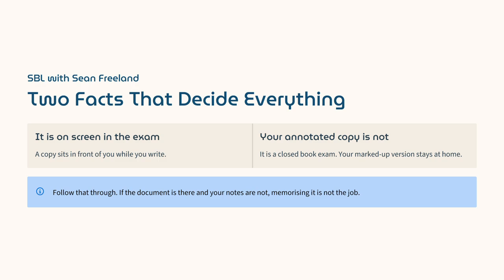There are two facts that decide everything, two things about the pre-seen that should change how you prepare for it. The first is that it's on screen, it's in the exam, you've got the document there while you're answering. The second is that your annotated copy is not. So all those highlights and margin notes that you've made at home are going to stay at home. So if you're spending your time trying to memorize a document, you're solving a problem that you don't actually have. The document is coming with you, but the notes that you make are not.